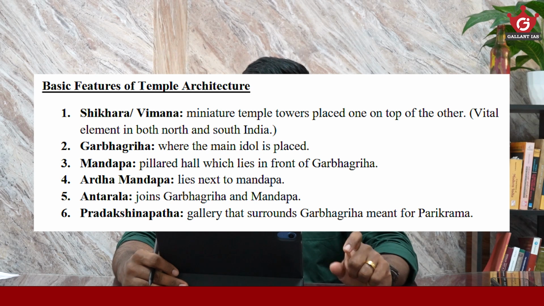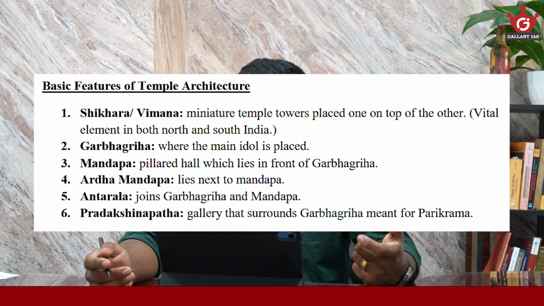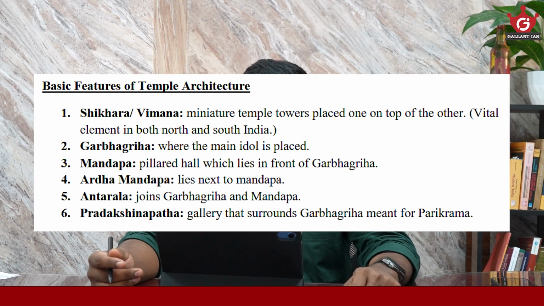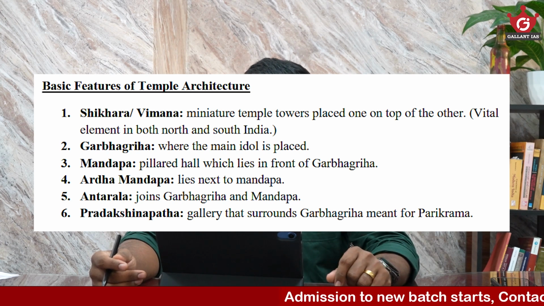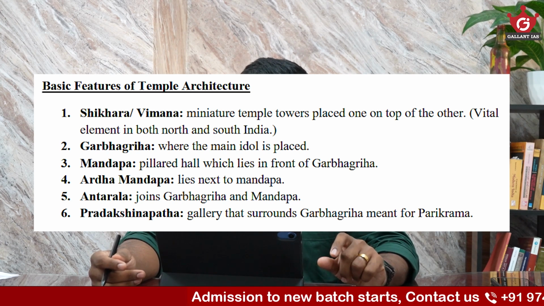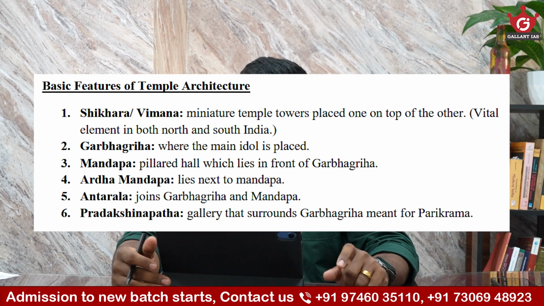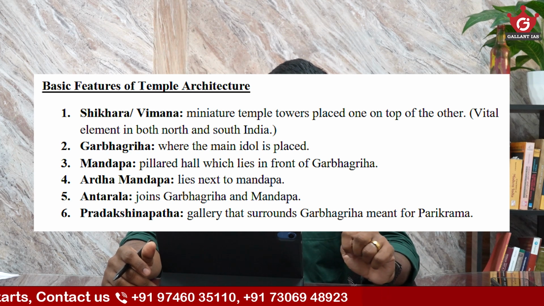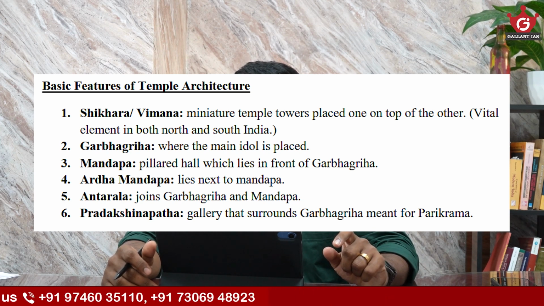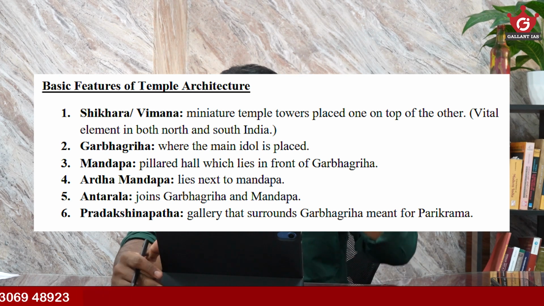You can say, coming to basic features of temple architecture, of course, there is the Shikhara concept or the Vimana concept, that tower. Garbhagriha, the main deity room. Mandapa is the pillared hall, assembly hall. Ardha Mandapa lying next to Mandapa. Antarala is the joining point between Garbhagriha and Mandapa, a vestibular tunnel. Pradakshinapatha, the circumambulatory passageway. Then the boundary wall, Panchayatana style. So many features of temple architecture that you can present there.